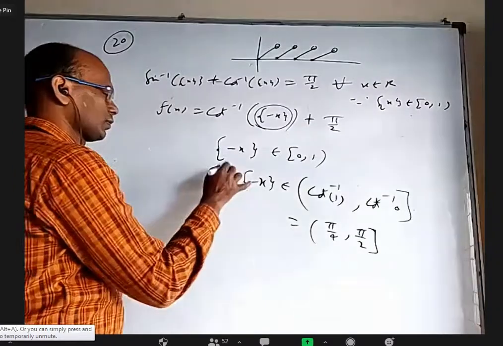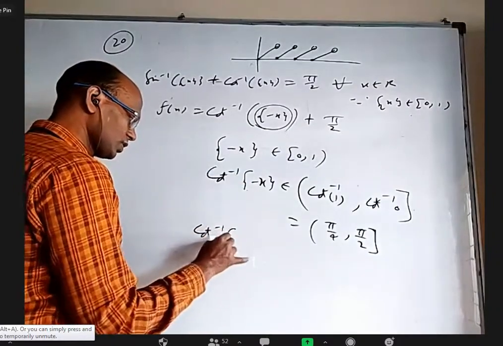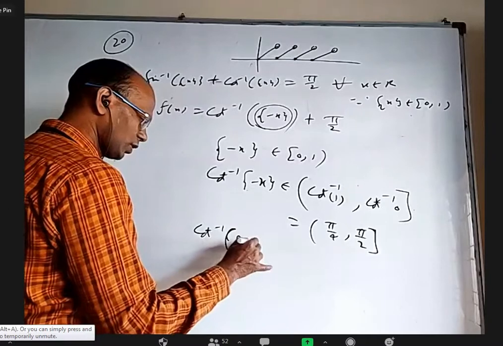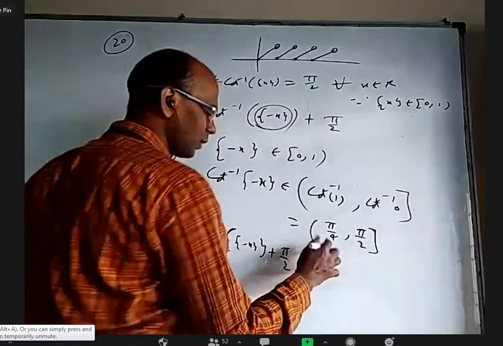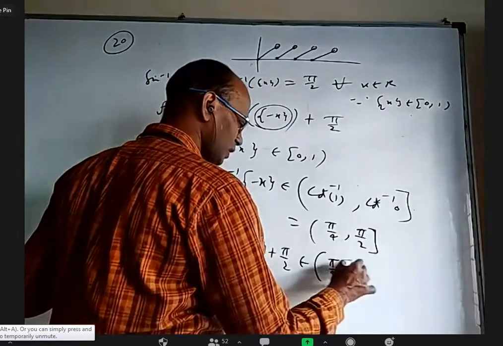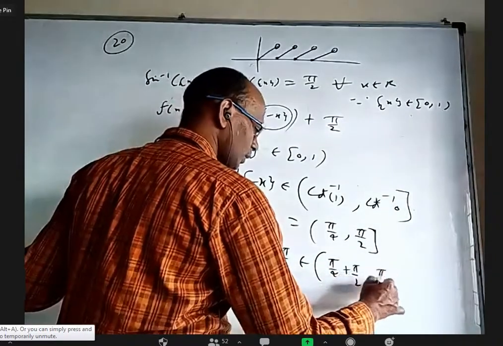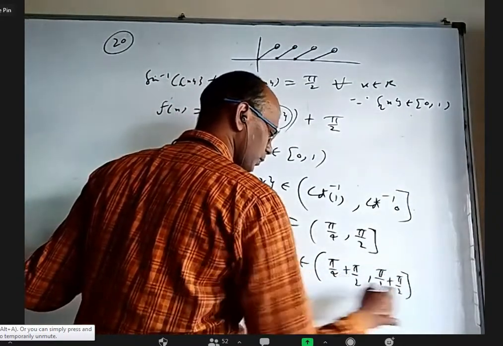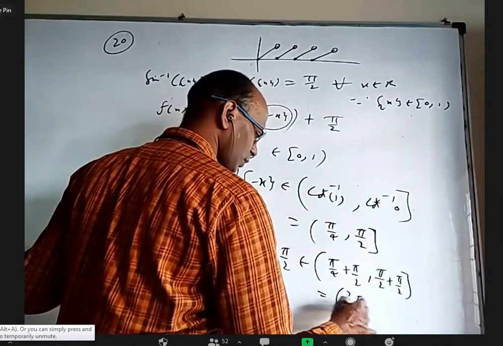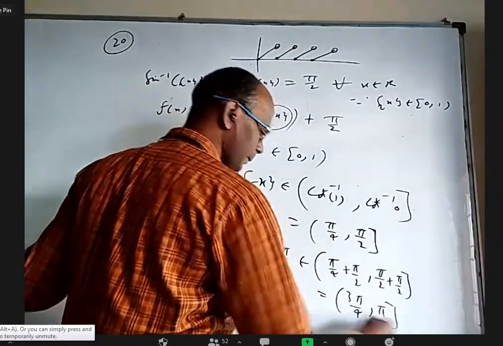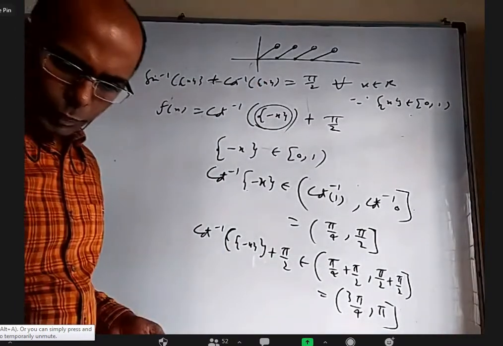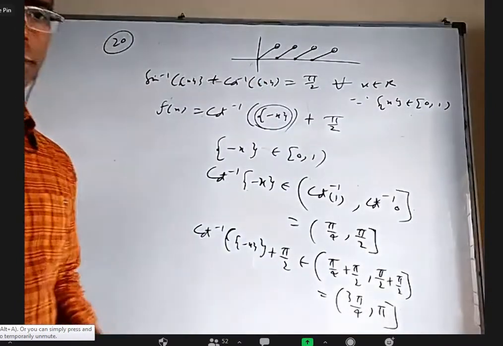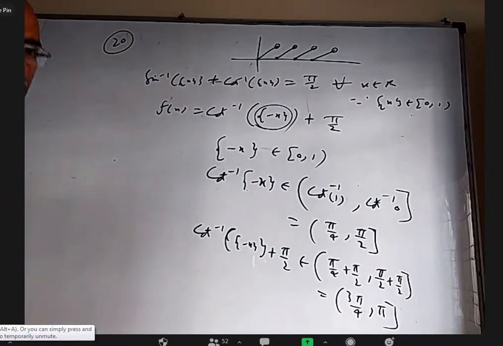That is the question. Cot inverse fractional part of minus x plus pi by 2. That will belong to, when we add pi by 2, it will be pi by 4 plus pi by 2 and pi by 2 plus pi by 2, which is 3 pi by 4 to pi. So minimum is open 3 pi by 4, maximum is closed pi. That is the range of f of x.